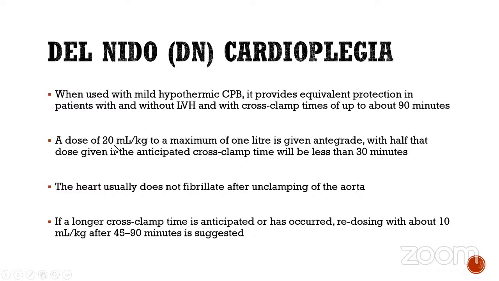A dose usually is 20 milliliters per kg to a maximum of 1 liter given antegrade, and half that dose is given if the cross clamp is going to be less than 30 minutes. The heart usually does not fibrillate after unclamping of the aorta when using Del Nido. If longer cross clamp times are anticipated, redosing with about 10 milliliters per kg after about 45 to 90 minutes is suggested.